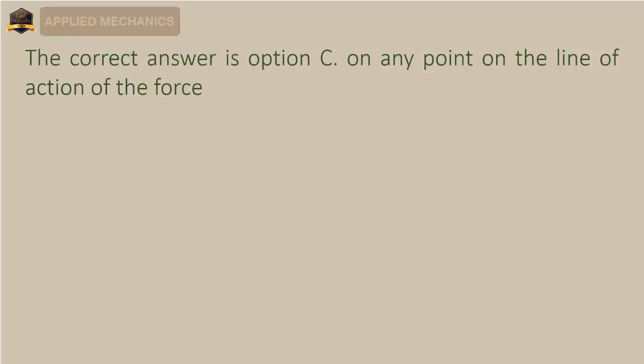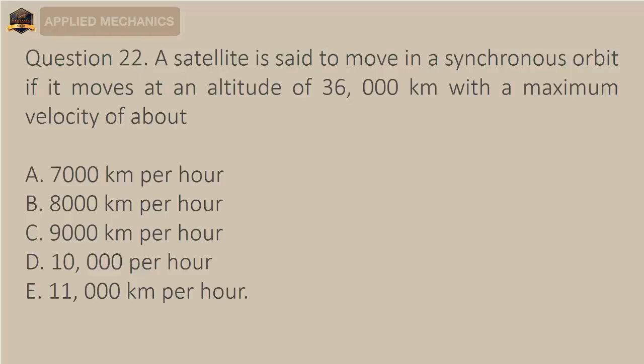Question 22. A satellite is said to move in a synchronous orbit if it moves at an altitude of 36,000 kilometers with a maximum velocity of about: A. 7,000 kilometers per hour B. 8,000 kilometers per hour C. 9,000 kilometers per hour D. 10,000 kilometers per hour E. 11,000 kilometers per hour. The correct answer is option E, 11,000 km per hour.